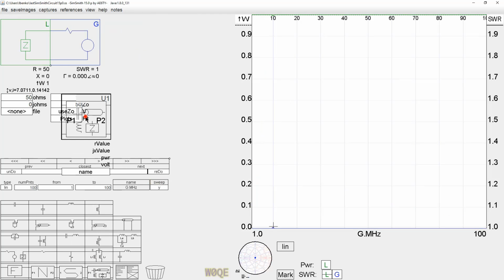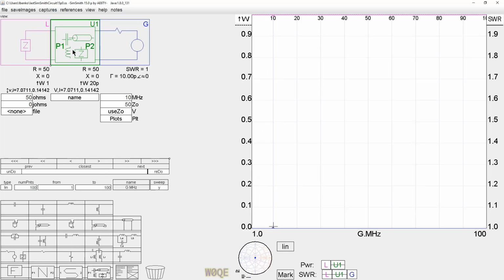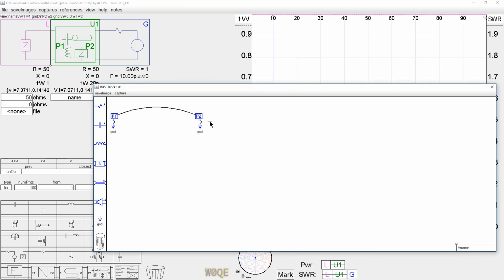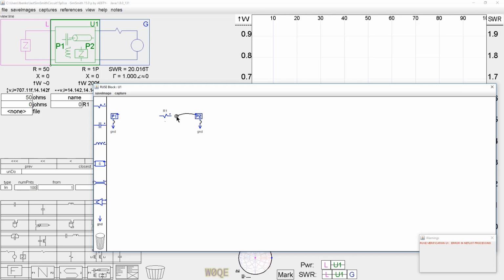If we go and put a ruse block in here, we are capable of terminating the source here internally in the ruse block. And we can do that pretty simply by doing something as simple as this. Put a resistor in series with the source here.